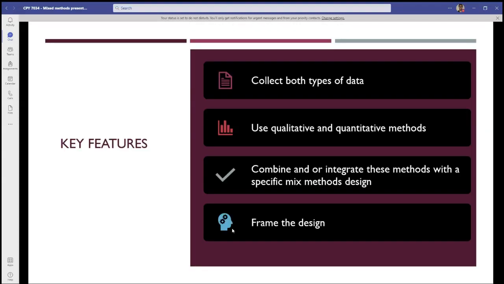So when looking at mixed methods, there are 4 main components to what makes mixed methods mixed methods. First, it collects both types of data. Next, it uses quantitative and qualitative methods, hence why it's called mixed methods. It goes in there, it gathers data from both different ends.